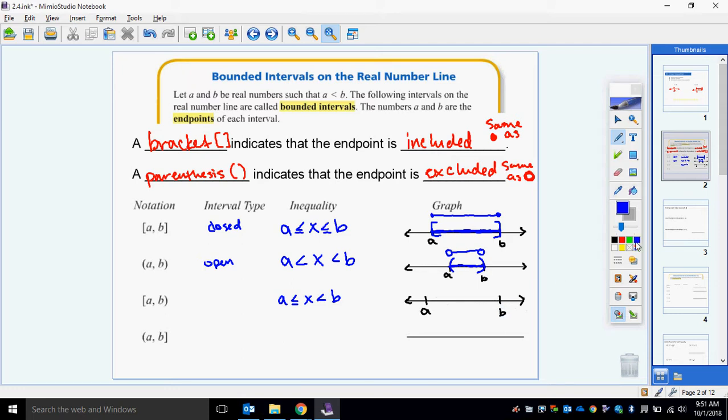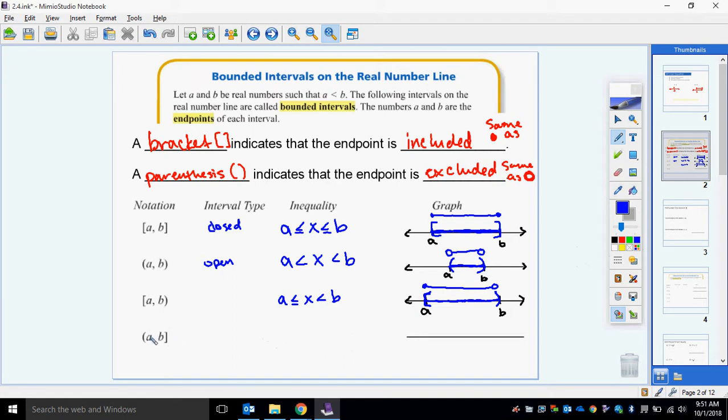So on our number line, I want to include A as a solution, exclude B as a solution, and I want all the numbers in between. Notice how bounded intervals are always going to be in between. So a bracket is the same as a closed dot, and a parenthesis is the same as an open dot, and I want every number in between them. So those are your two different ways of graphing it.